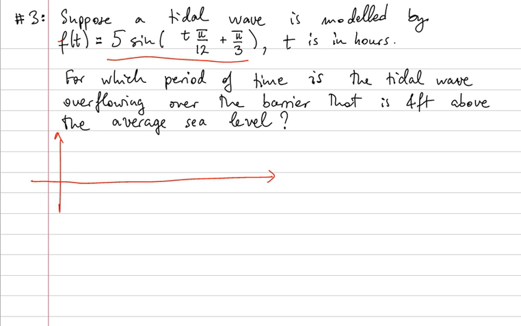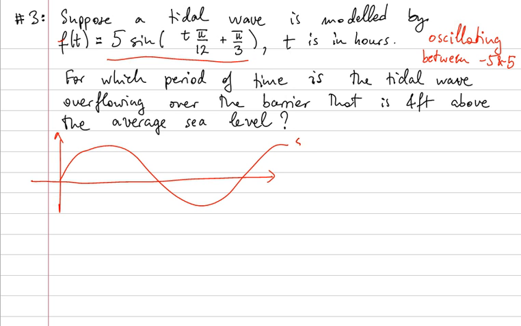This is oscillating between -5 and 5, and we assume that this is giving us the height of the tidal wave at time t. And 0 is the average sea level, and we suppose this is in feet. So our graph is going to be something like this.